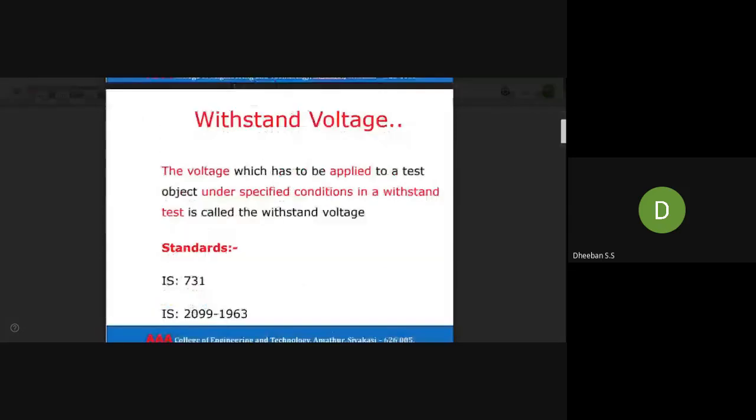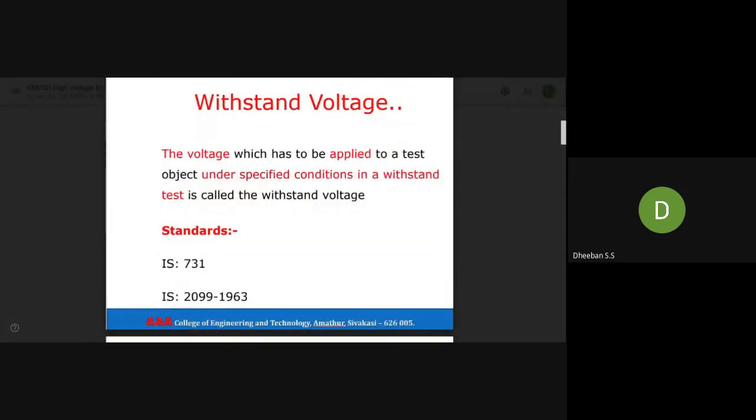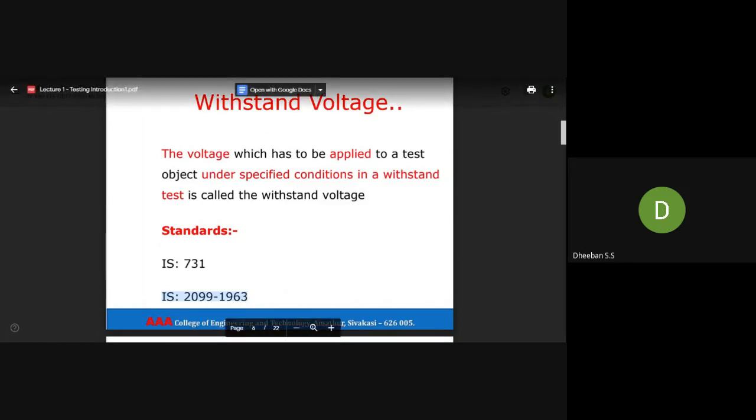So next is your withstand voltage. As I said, for each and every parameter there will be some standards. This withstand voltage standard is given by Indian Standards. IS refers to Indian Standards. So Indian Standard 731 and Indian Standard 2099 of 1960 correspond to this withstand voltage. If we google or search for these standards, we can learn about the withstand voltage in detail.